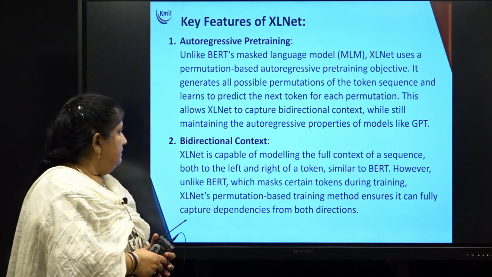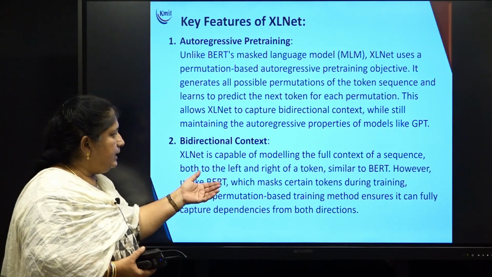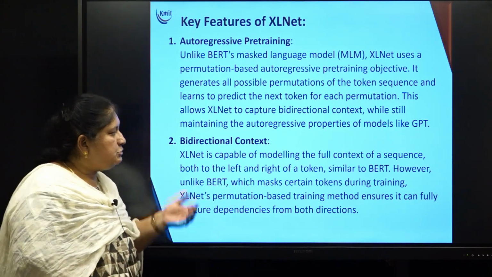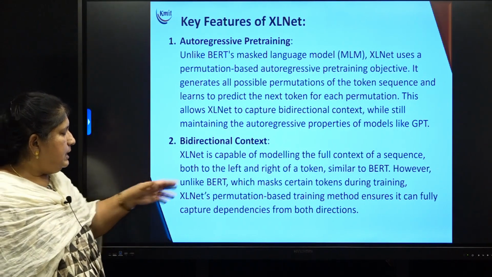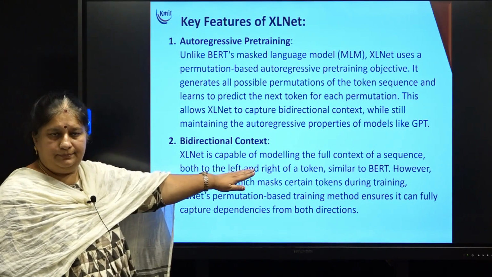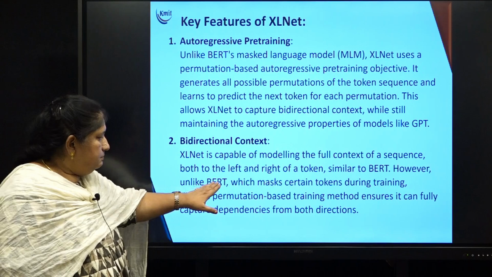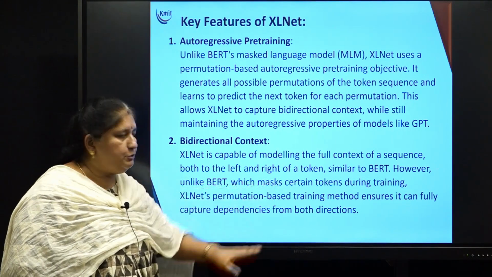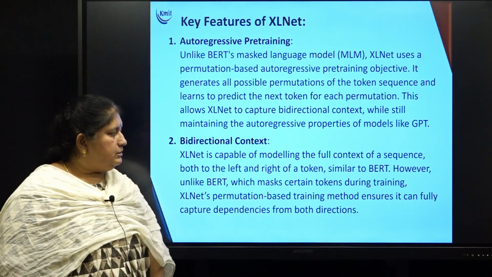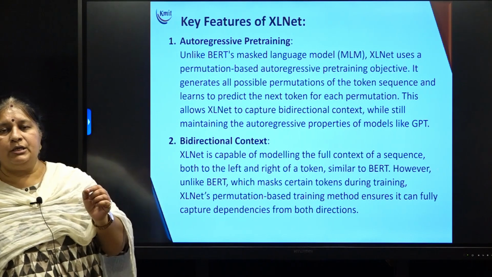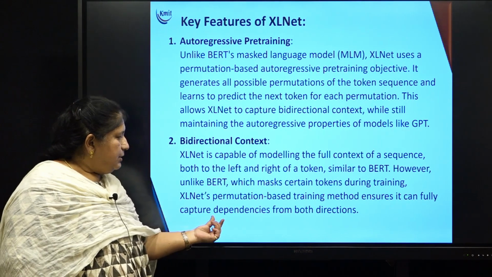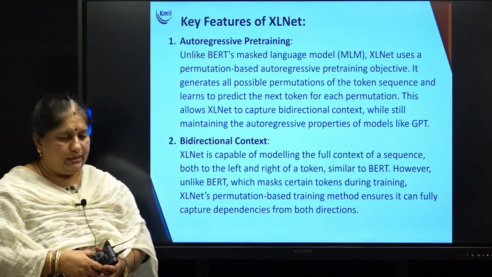Then bidirectional context, as I keep on talking, whenever it is trying to model, it is trying to model the full context of the sequence, left to right as well as right to left. This is similar to BERT, right? However, BERT is going for masking certain tokens during the training phase, whereas XLNet is doing a permutation based training method, wherein for every permutation it will try to generate what could be the next token. This makes XLNet capture the dependencies in either direction.